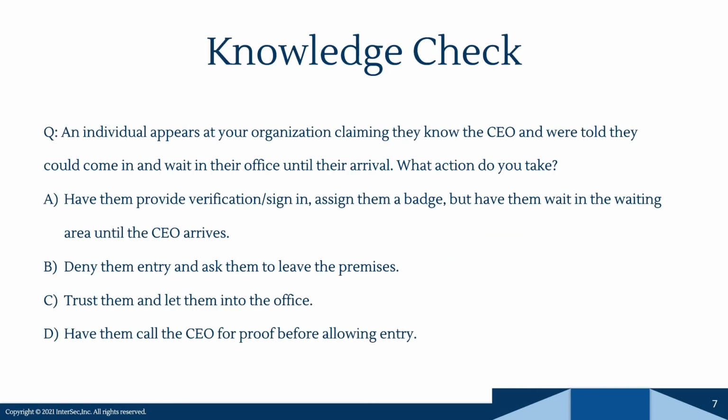Here's a little knowledge check to see how much of PE.1.132 you understand. An individual appears at your organization claiming that they know the CEO and were told to come in and wait in their office until the CEO arrives. What action would you take in the situation? Take a second to think about it, and then we'll show you the answer. That's right. Hope you selected A.